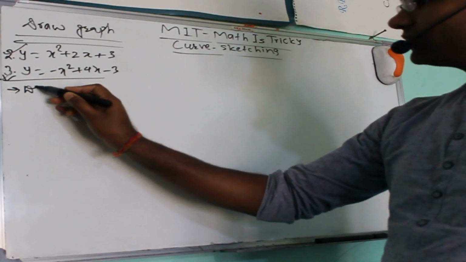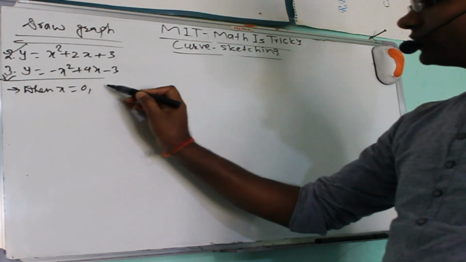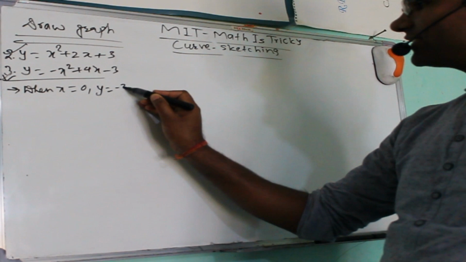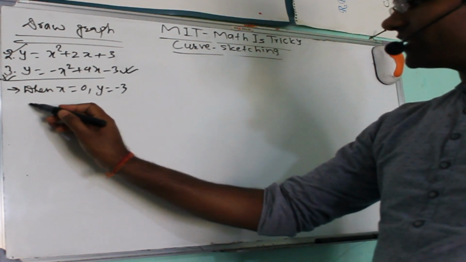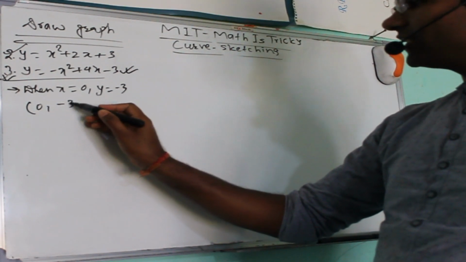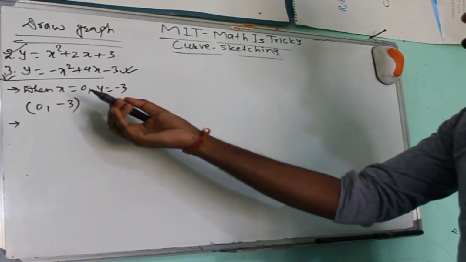So when x equals 0, put x equals 0 here, how much do we get? This is 0, 0, so y equals minus 3. So it doesn't pass through the origin, it passes through the point (0, minus 3). So it is not passing through the origin.